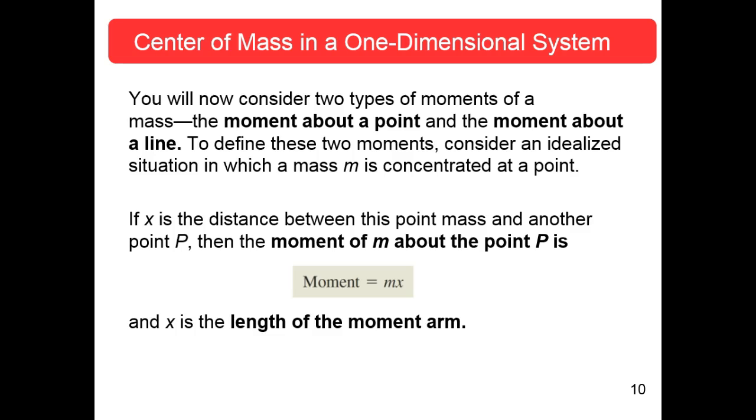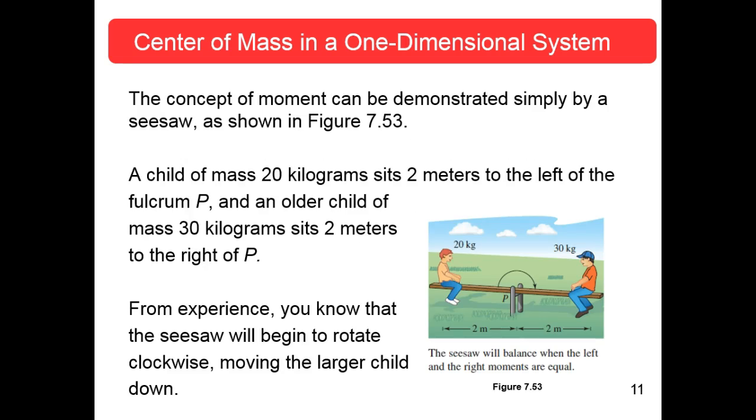You have a point, say, here's your origin. You have a mass sitting out here. This moment is mass times the distance from the origin, wherever you're dealing with. Now, the concept of moment can be demonstrated simply by a seesaw. I can remember when I was young, I was usually the heaviest one in my class, and I always had to sit way short on the seesaw, and everybody else was far back. So I always had more work to do to keep them moving.